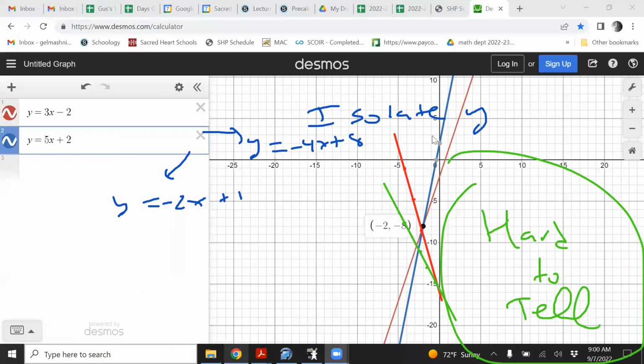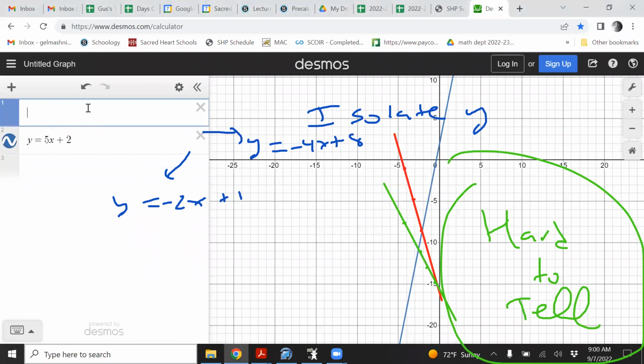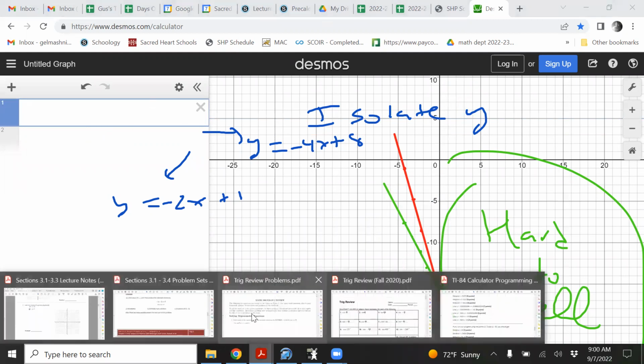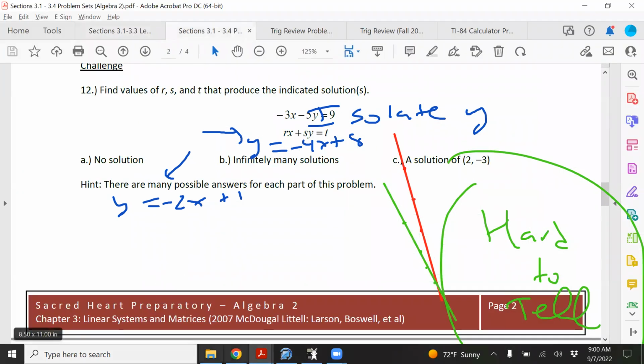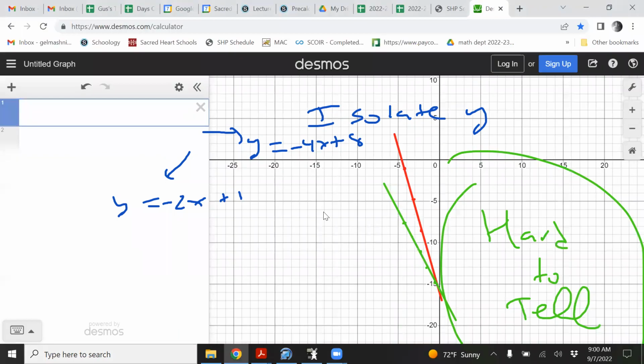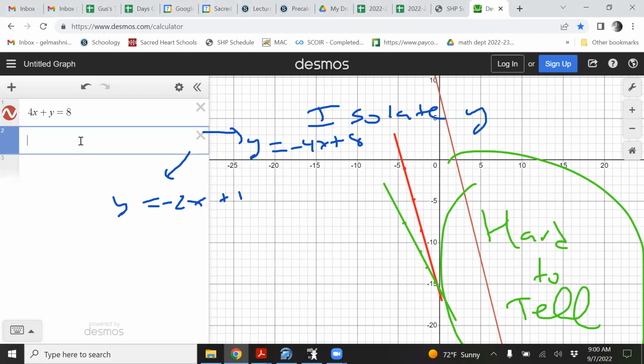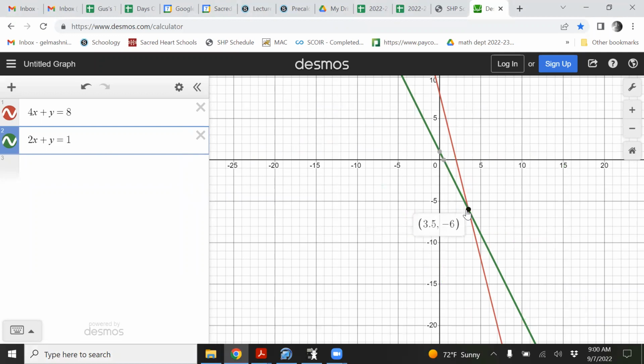So if I go to Desmos again, now the cool thing about Desmos too, this is the other advantage that Desmos has over the graphing calculator. You don't have to isolate y. You can type in the equation as you see it. That's kind of a neat thing about Desmos. So if I were to do 4x plus y, because as I was doing it, I didn't feel comfortable with my answer. 2x plus y equals 1. Clear my screen. Look at that. 3.5, -6. How are we supposed to tell that by graphing? It's really hard to tell, right? That's why graphing is not a very accurate method. We were pretty close when I said like 4, -7.